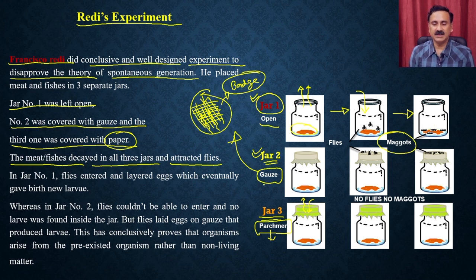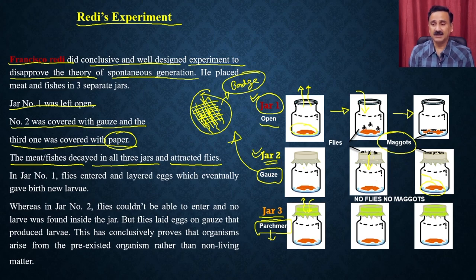Then for the second jar, he put a muslin cloth or gauze. The gauze is doing something. It attracted the flies, but the flies could not get inside. So even if you have the organic material inside, it cannot give rise to maggots and all those kinds of things.